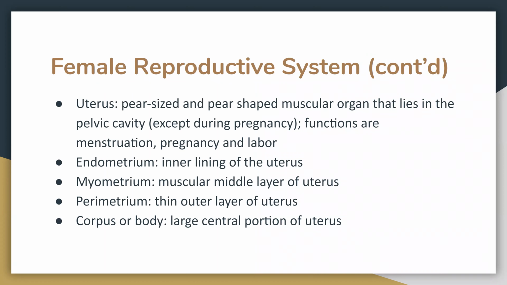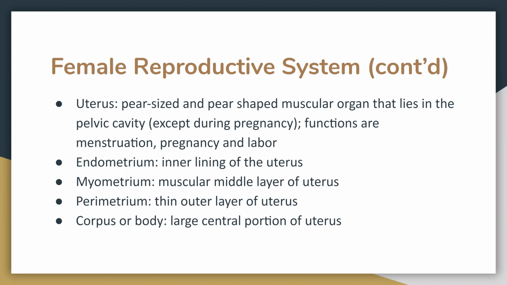Now, the uterus is the pear-sized and pear-shaped muscular organ that lies in the pelvic cavity. Now, during pregnancy, obviously, it goes from pear-size to large enough to house that baby, up to 10 to 12 pounds sometimes that the child can be. The functions are obviously for menstruation, pregnancy, and labor.